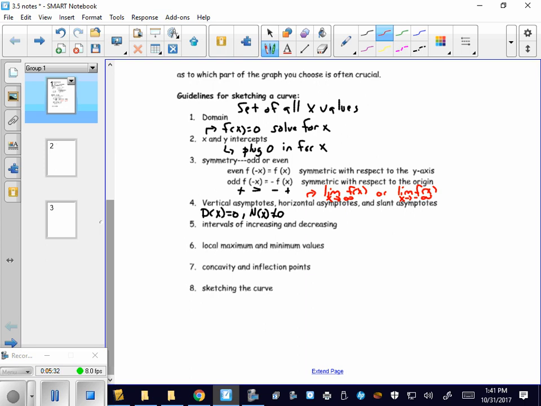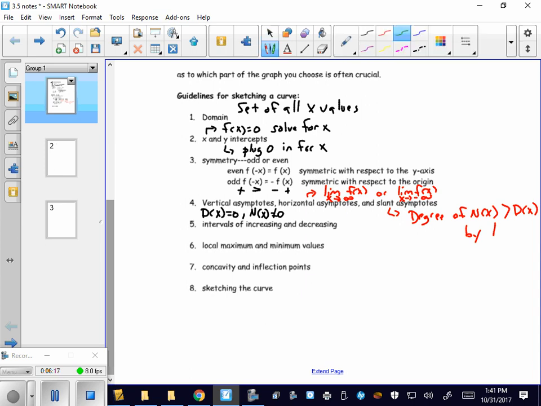And then a slant asymptote, this one only occurs if one specific thing happens. If you have a function where the degree of your numerator is exactly one bigger, so it's greater than the degree of the denominator by 1. So that means, like, if you started off with x cubed plus 2 over x squared, x cubed is 1 bigger than x squared. So you're only going to get a slant asymptote when the degree of the numerator is exactly 1 bigger than the degree of the denominator.